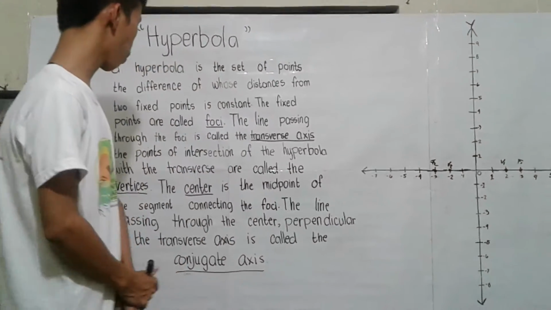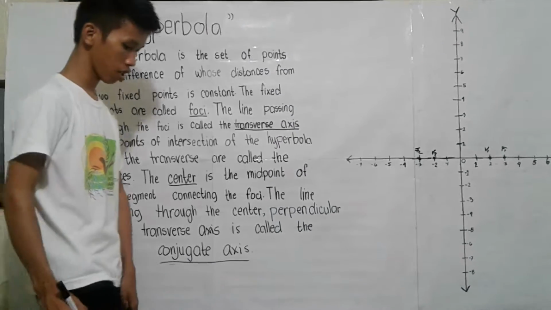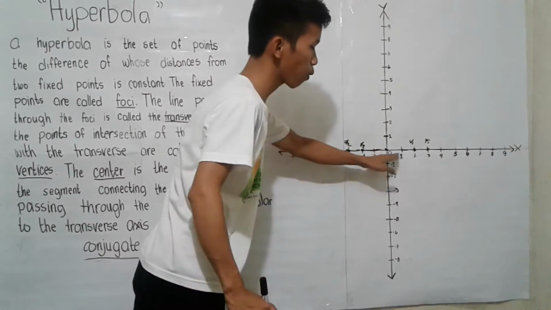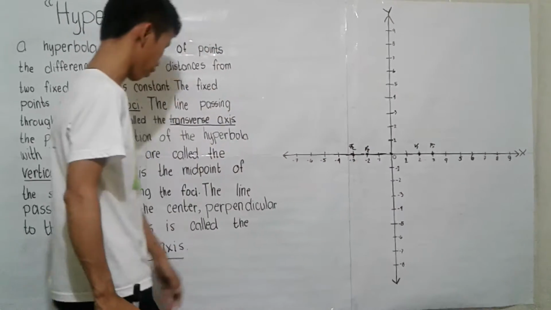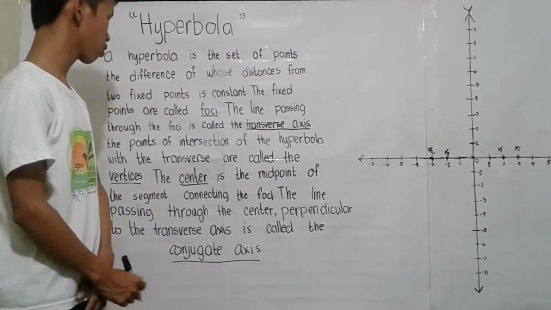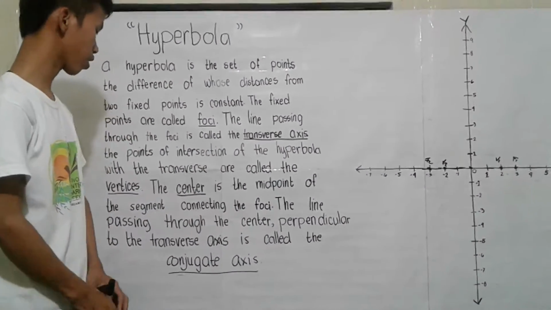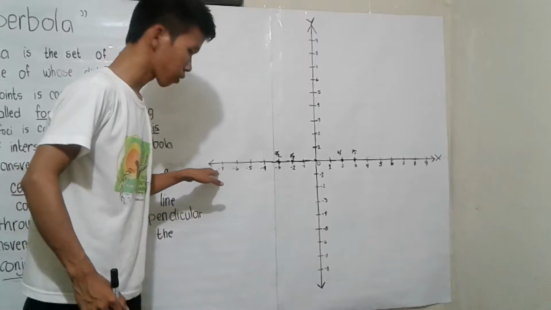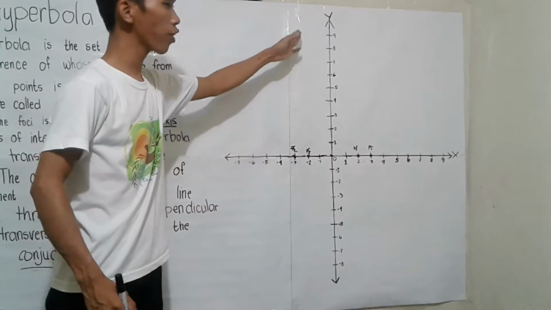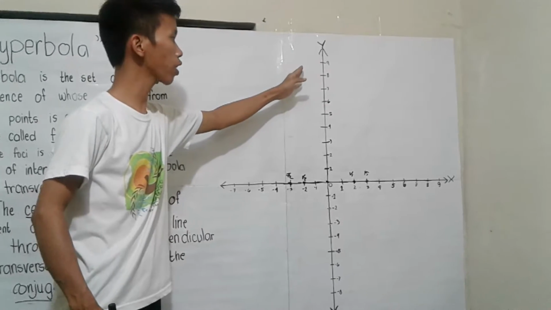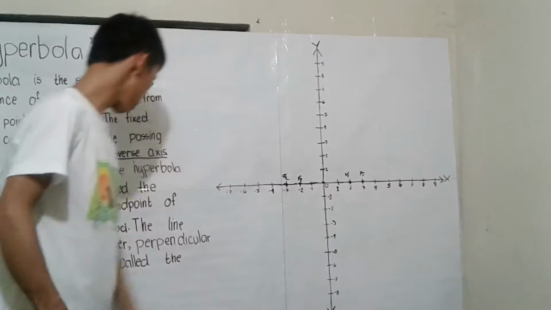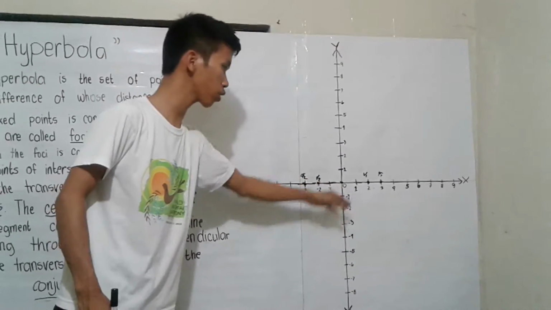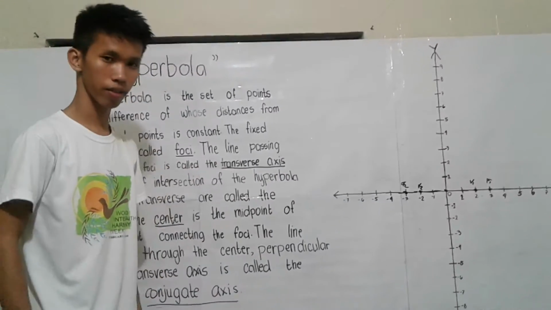The center is the midpoint of the segment connecting the foci. So this is the center, the midpoint connecting the two foci. The line passing through the center perpendicular to the transverse axis is called the conjugate axis. So this is the transverse axis, and the conjugate axis passes through the center and is perpendicular to the transverse axis.